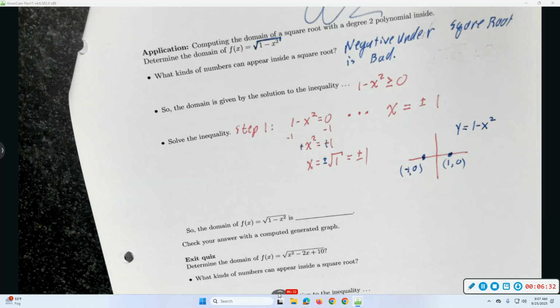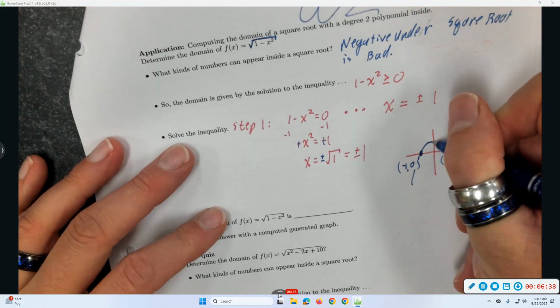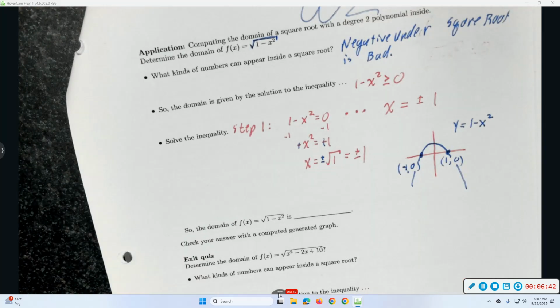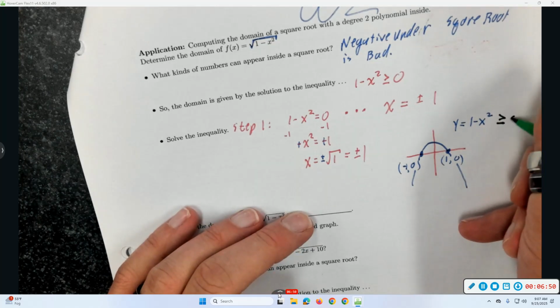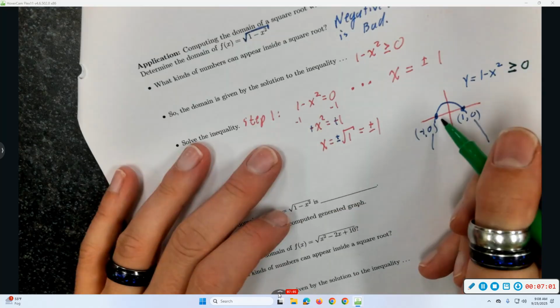Upward opening or downward? Downward, so it's got to do something like that. And remember, I want to know when this thing is bigger than or equal to 0. So, bigger than or equal to 0 between those endpoints or beyond? Between. Cool.